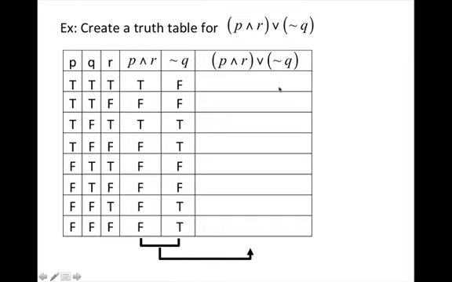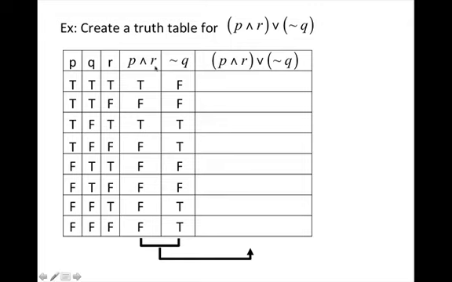Now for my final column, I want the OR. In front of it is my column for P and R. Following it is not Q. So I compare these two columns. OR is only false when these are both false.